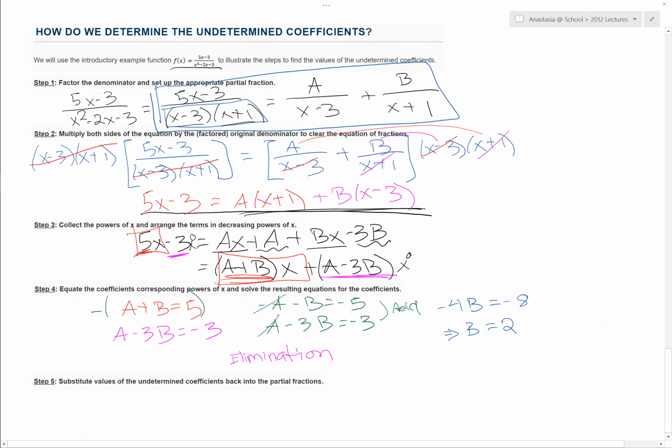Now we substitute this back in. A plus b is going to be a plus 2, and this is equal to 5. So this means that a is equal to 3. So we have b equals 2 and a equals 3. There's our value of our undetermined coefficients.